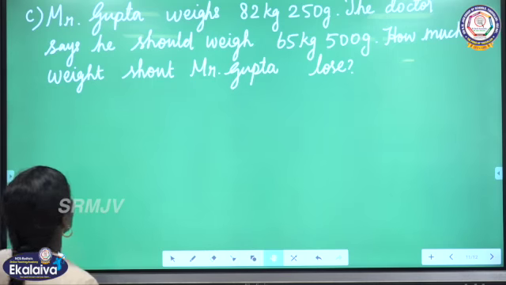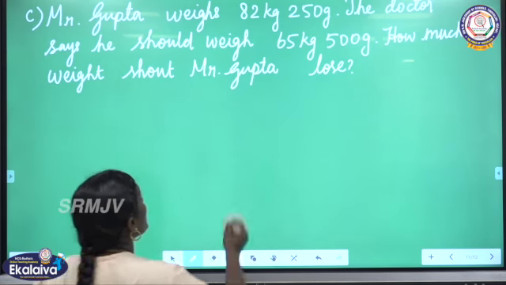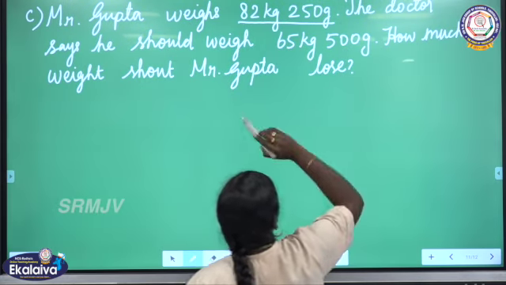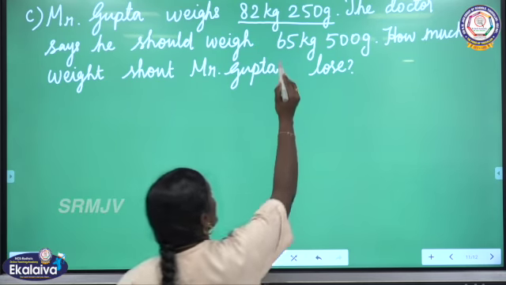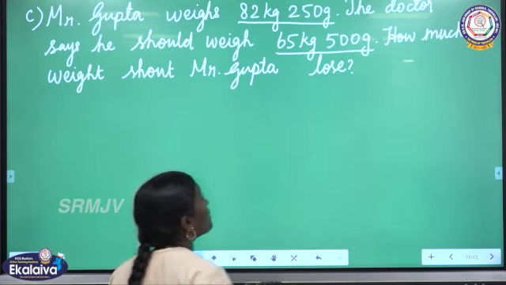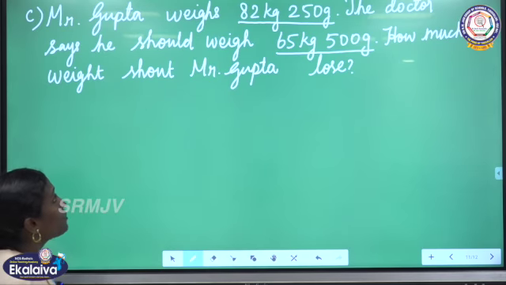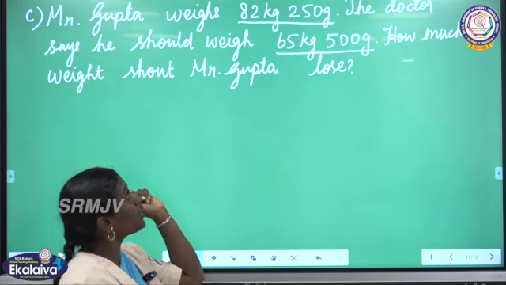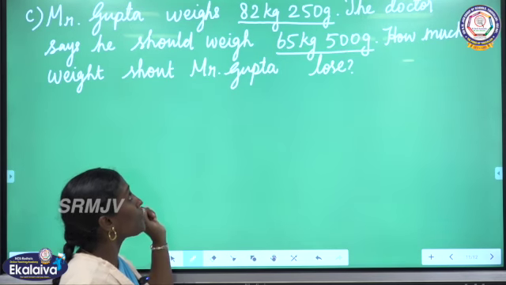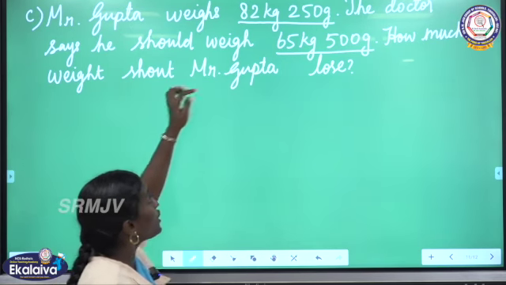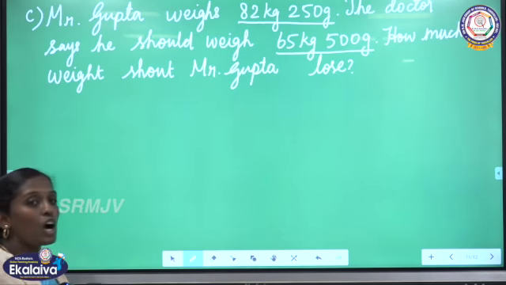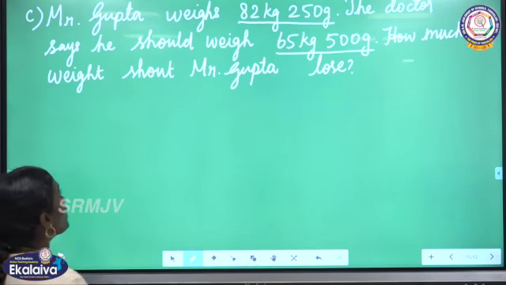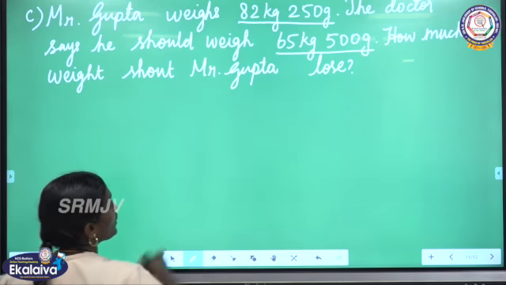Then the next one, Mr. Gupta weighs 82 kilogram 250 gram. The doctor says he should weigh 65 kilogram and 500 gram. How much weight should Mr. Gupta lose? Here the weight of Mr. Gupta is 82 kilogram 250 gram, but he has to reduce his weight to 65 kilogram and 500 gram. How much weight should he lose? So we have to subtract these two.